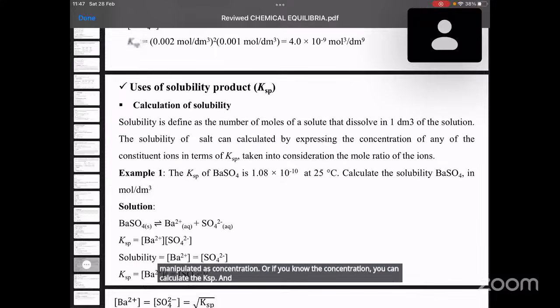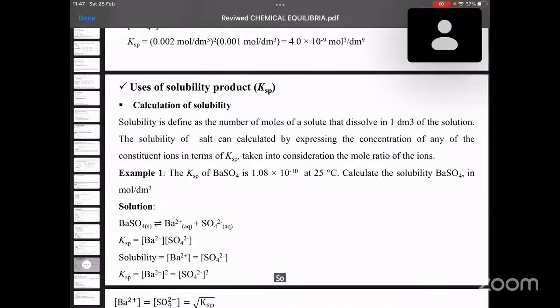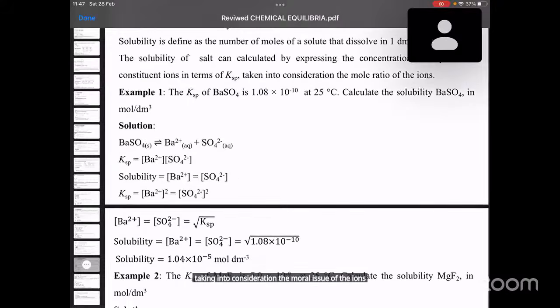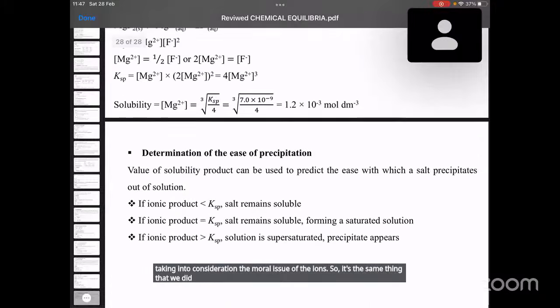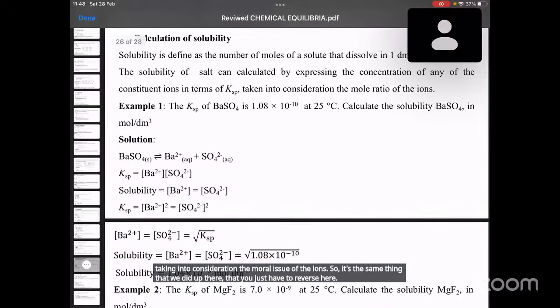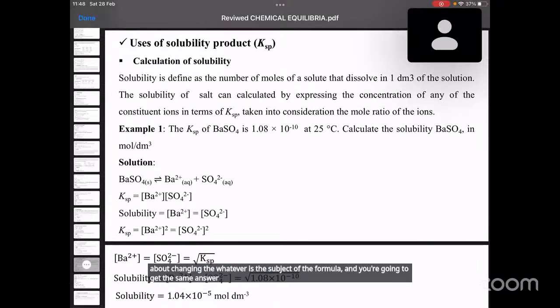And that's why solubility is defined as the number of moles of the solute that dissolves in 1 dm³ of the solution. So the solubility can also be calculated by expressing the concentration of any of the constituent ions in terms of their Ksp, taking into consideration the mole ratio of the ions. So it's the same thing that we did up there, that you just have to reverse here. It's just all about changing whatever is the subject of the formula, and you're still going to get the same answer. So that's where I want to stop.